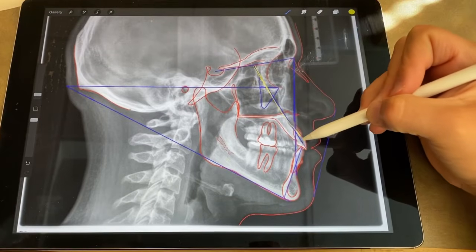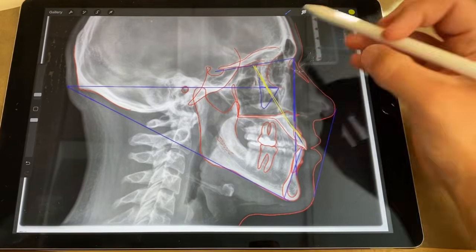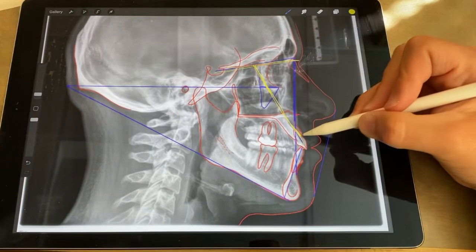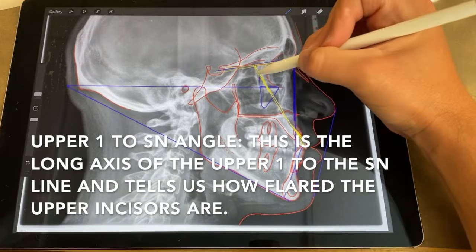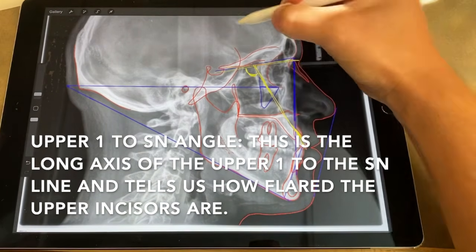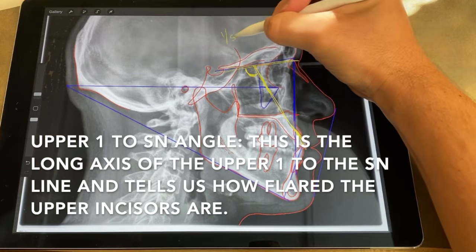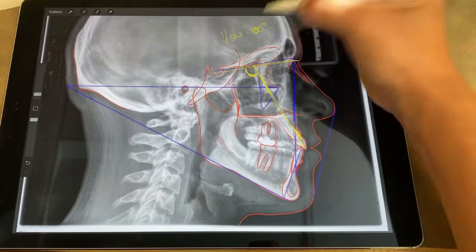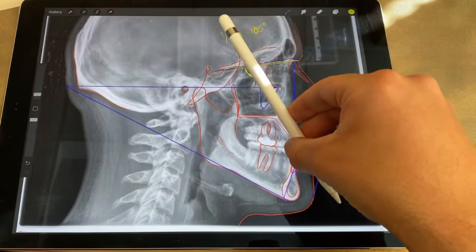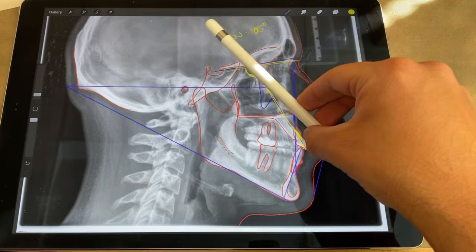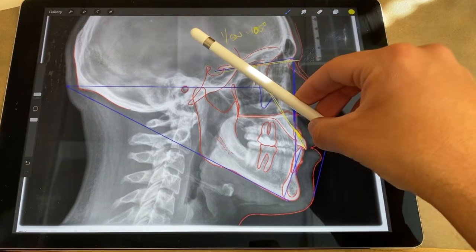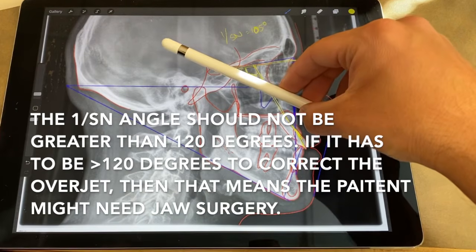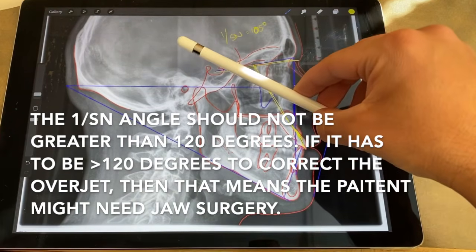So this is the upper incisor long axis, right? And here's the cranial base, which is SN. So this line we call the upper 1, which is the upper central incisor, to SN angle. I write it like that, upper 1 to SN. For me, I know that it is about 105 degrees. Average would be maybe 100 to about 105. If it's 106, 107, 108, that means that front tooth's getting a little flared. If it's 110, 120, that means that front tooth is really flared, right?